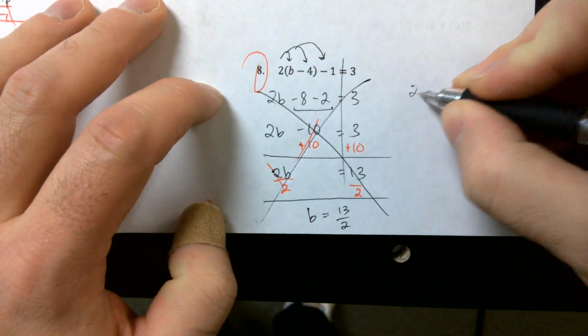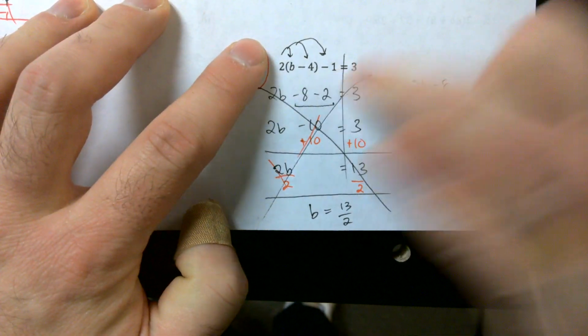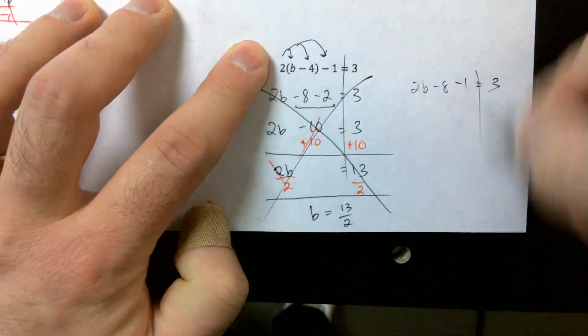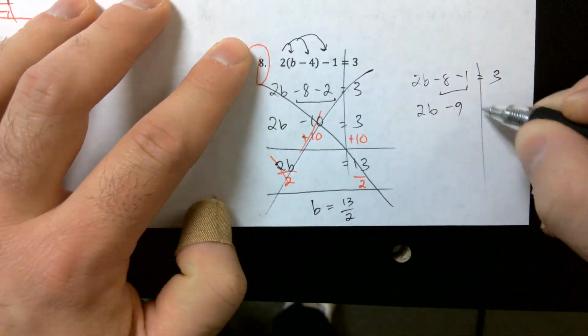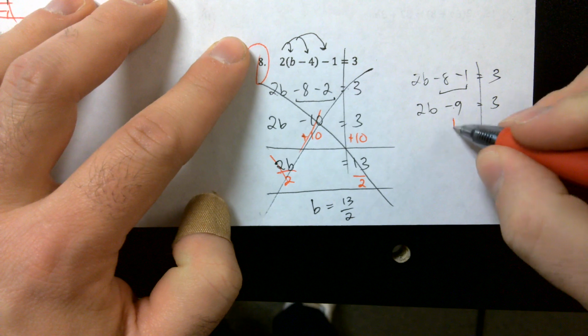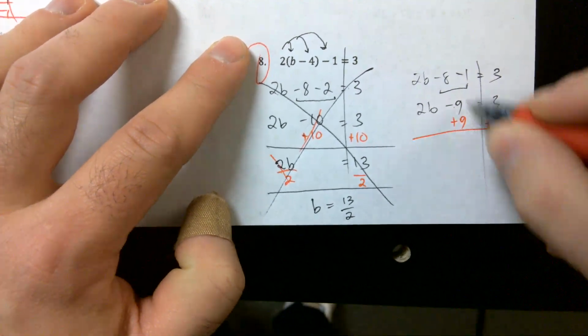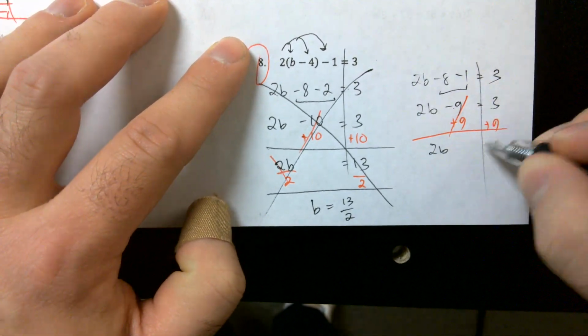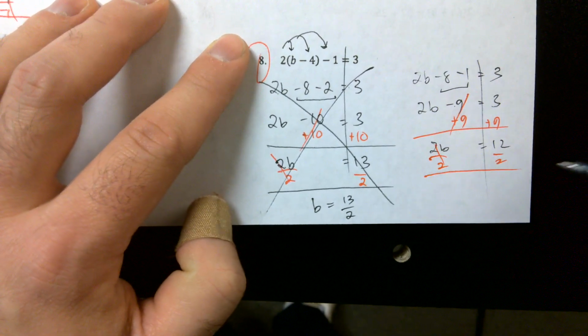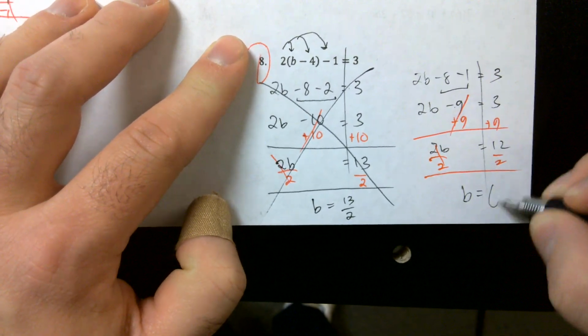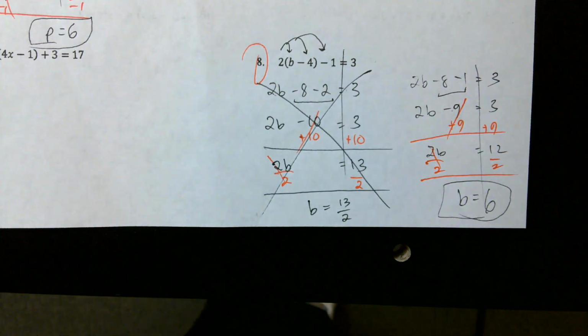So let me try that again. 2b minus 8, I'm not going to distribute to that -1. When I combine these, now I get -9. I'm going to add 9 instead of 10. 2b equals 12. Still dividing by 2, but now I get a nice clean b equals 6, just like you said.